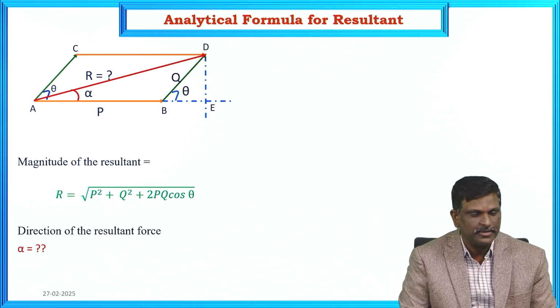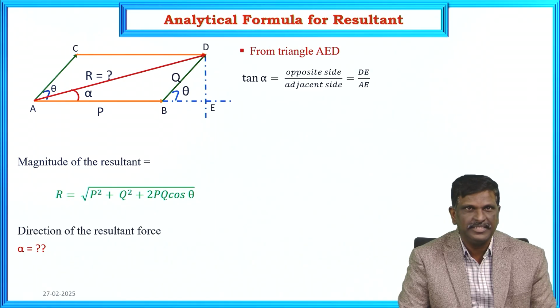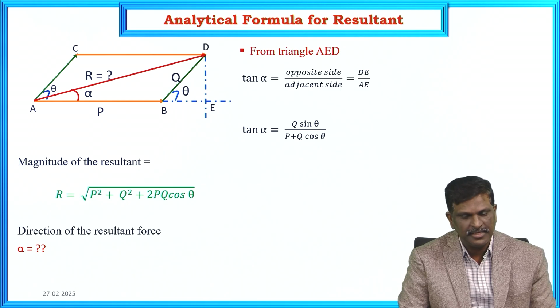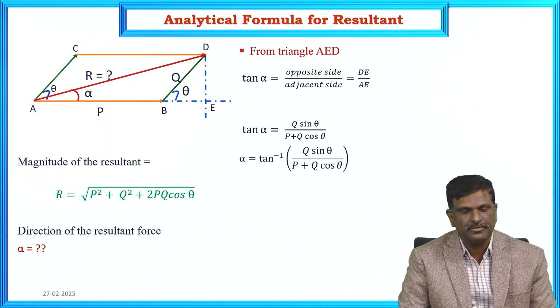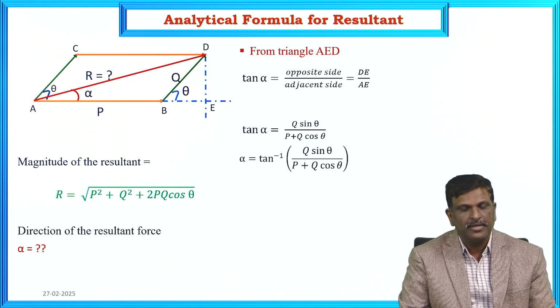Now let us find the angle alpha by using the right angle triangle AED. Tan alpha is equal to opposite side by adjacent side, DE by AE. Tan alpha is equal to DE, Q sin theta, and AE is P plus Q cos theta. Alpha is equal to tan inverse Q sin theta by P plus Q cos theta. This is the expression for finding the direction of a resultant.